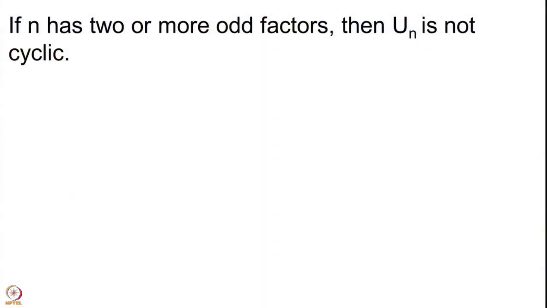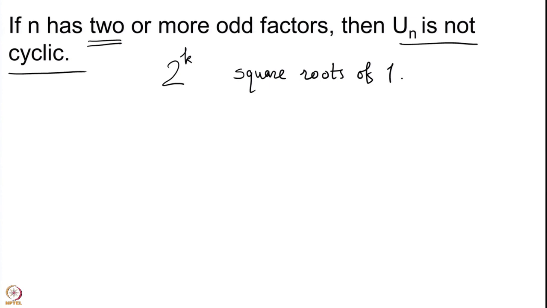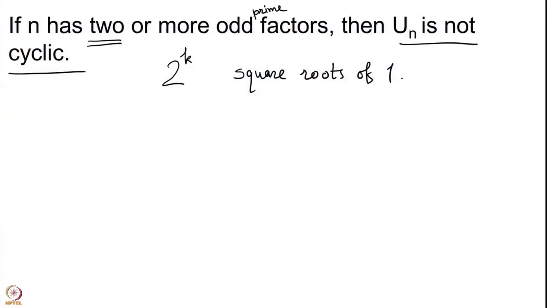If n has 2 or more odd prime factors, then UN is not cyclic. This is once again recalling that the number of prime factors being k will give you that there are 2 power k square roots of 1. And therefore, once k is bigger than or equal to 2, then UN cannot be cyclic. Alright. So, whenever you have 2 or more odd prime factors, then UN cannot be cyclic.